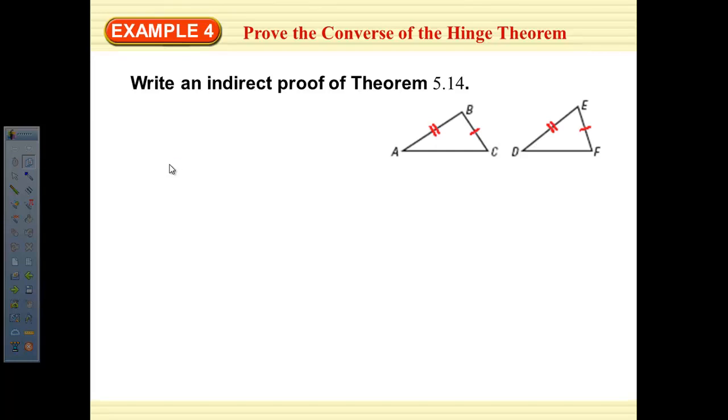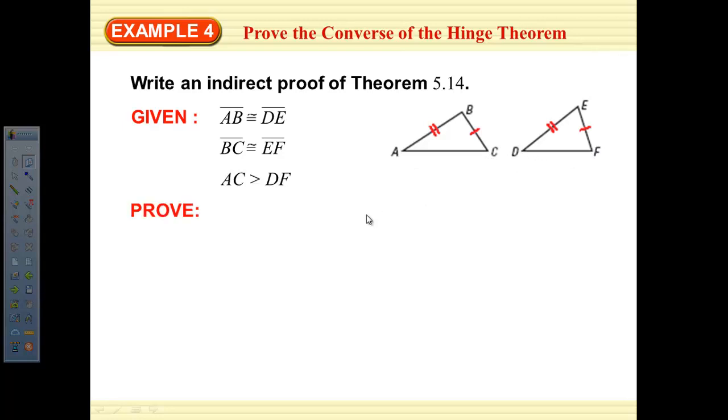Okay, now we're going to look at indirect proofs for the converse of the hinge theorem, which I call the side-side-side triangle inequality theorem. For this theorem, we're given AB is congruent to BC. We're also told that AB and DE are congruent, BC and EF are congruent. And then the third sides, AC is bigger than DF.